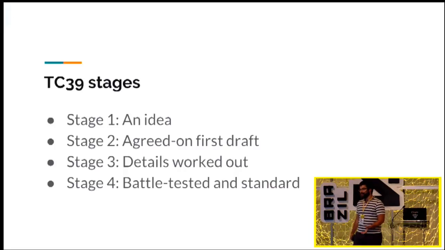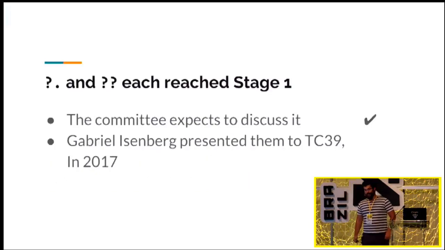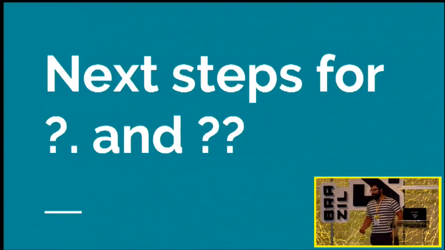And at that point, once something reaches stage 3, we can take it up as a PR and merge the PR, and then it's part of JavaScript. Well, question mark dot and question mark question mark, optional chaining and null coalescing, both reached stage 1. So the committee agreed, yes, we're going to discuss this. And we did discuss it at length in late 2017 and early 2018. But there's still more work to do. It's still not JavaScript yet.